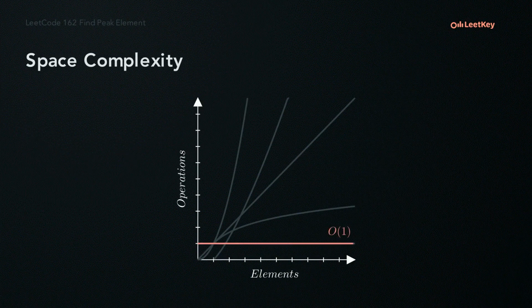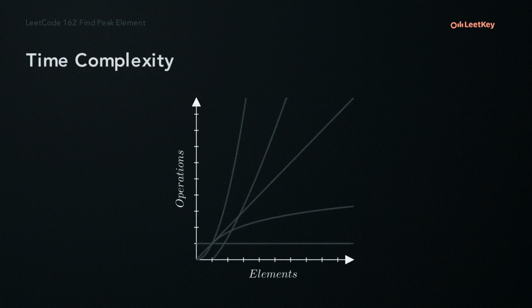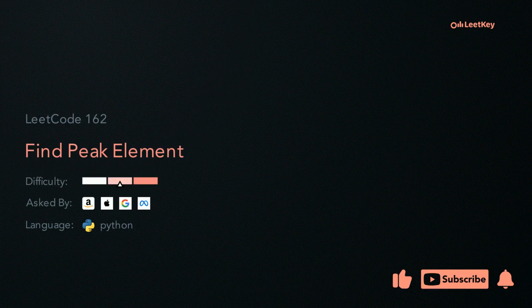The space complexity for this implementation is constant, since we don't create any new data. The time complexity for this implementation is logarithmic, since we cut the search space in half at each iteration. That was how to solve LeetCode problem 162, find peak element.